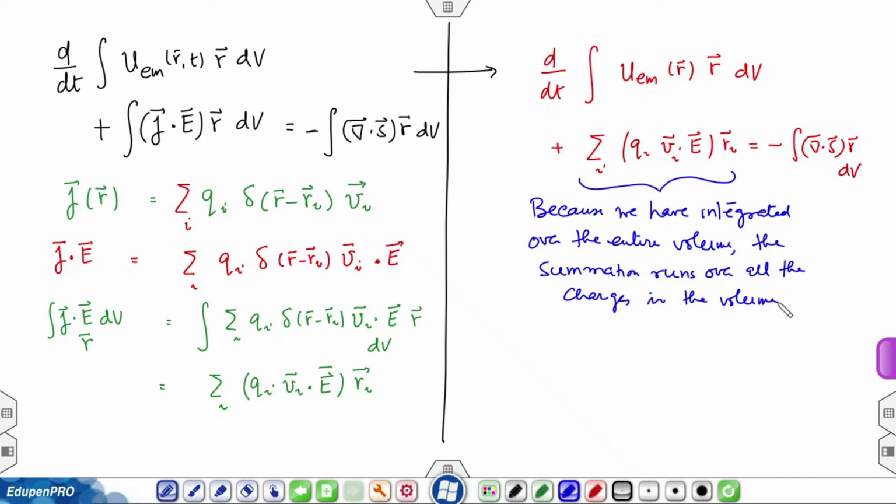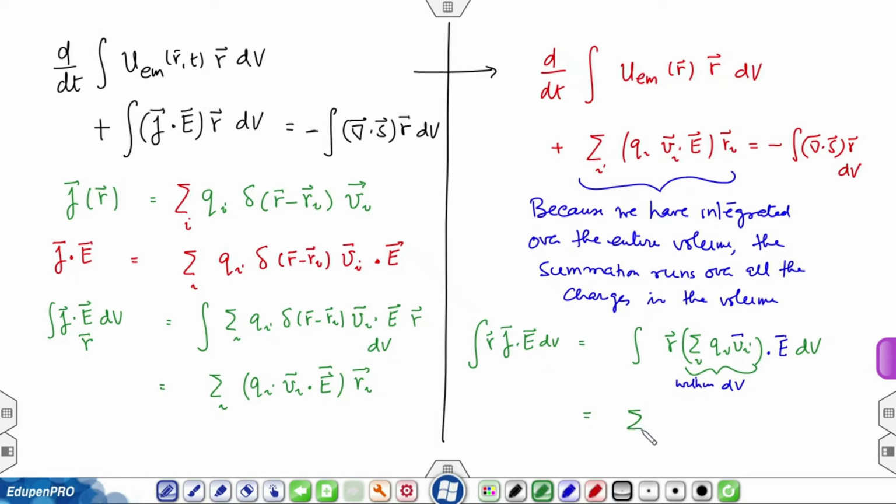So, notice the transition from the integral of j · E dV, which was the summation of q_i v_i within dV dot E. Once I integrate, the transition is that this goes over to the sum over i of q_i v_i · E(r_i), and let me write this with a different color, over all charges in the volume. So, that is very important.